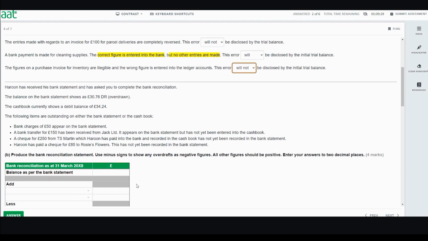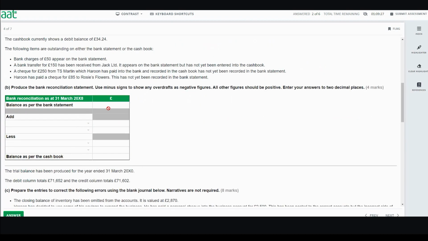Okay? So it says here, balances per bank statement. Well, your bank statement is overdrawn. Okay, so you've got £30.76. Yeah, and it does say here, show any overdraft as negative. Okay, so because it's negative, what we need to do is we need to either add something positive to it.